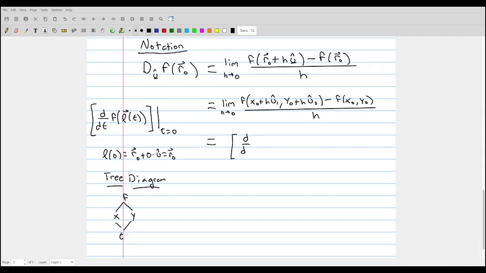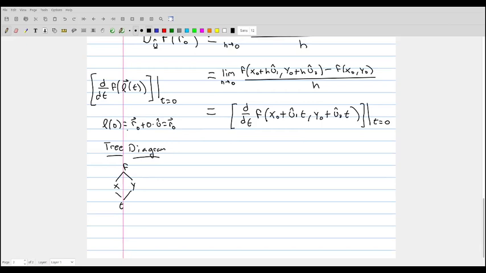this single variable derivative of the composition f of x naught plus u1 hat times t, y naught plus u2 hat times t, evaluated at t equals 0.